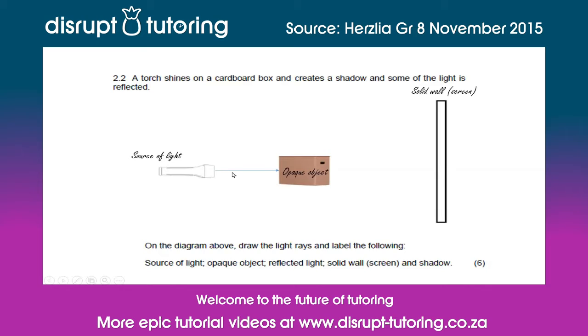So when the torch shines the light onto the box, some of it is reflected because this is an opaque object. Okay, so this ray that is sent back to the direction from where it came shows the reflected light. But not all of it is reflected. Some of it passes over the box, as is shown by the arrows here, and creates a shadow on the solid wall or the screen, just like that. All right, so that's done. Let's move on to the next question.